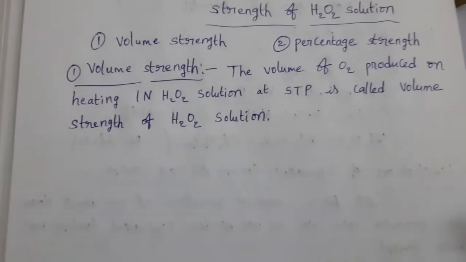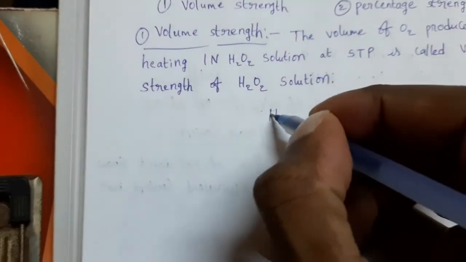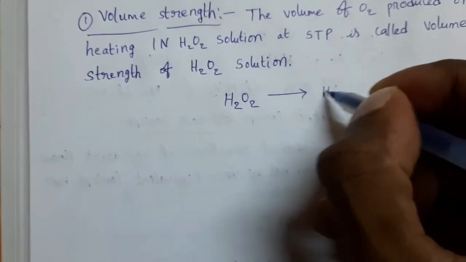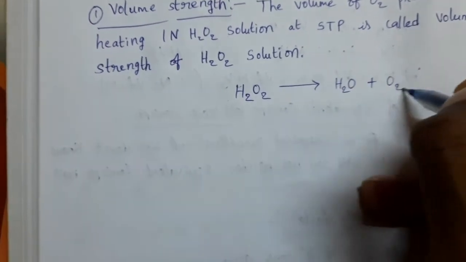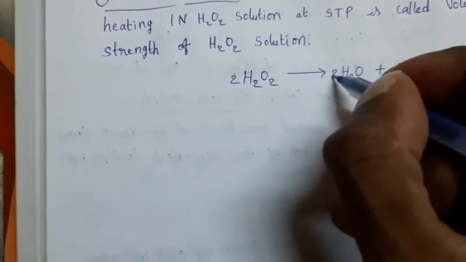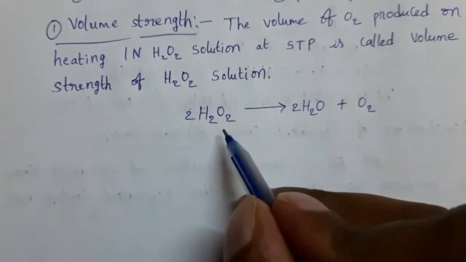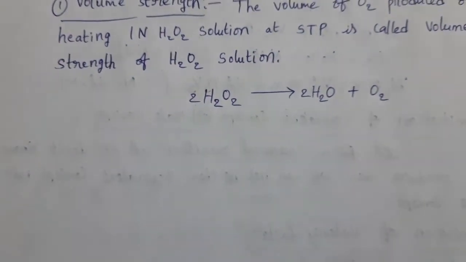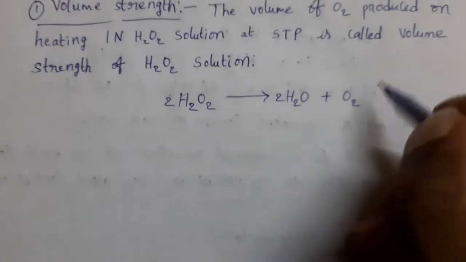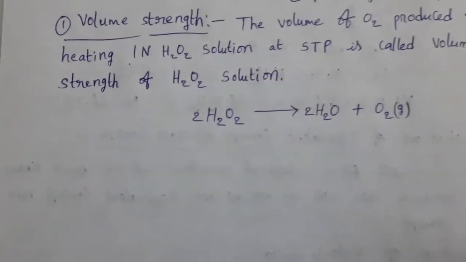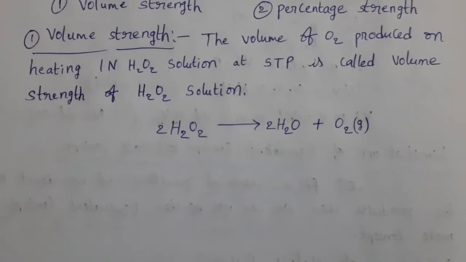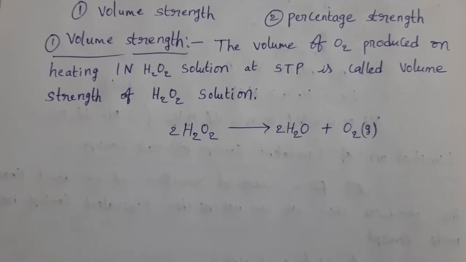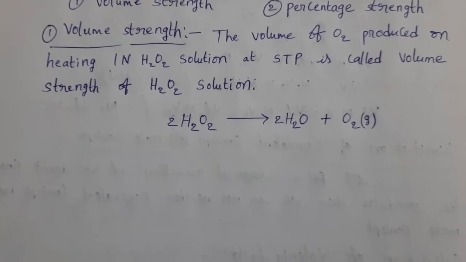For this, see the equation. H2O2 gives rise to H2O plus O2. Balance this one. So this is the H2O2 solution. On decomposition, on heating, we get water and oxygen. Here oxygen is obtained in the form of gas. So how many liters of oxygen gas is released? That is the volume strength of that particular H2O2 solution.